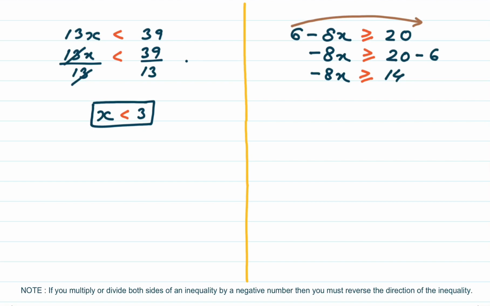Now, negative 8x divided by negative 8, 14 divided by negative 8 will change the direction of the inequality to less than or equal to. So finally, I'm going to get x less than or equal to negative 1.75.